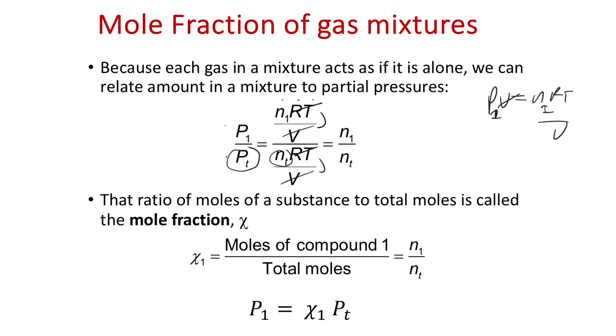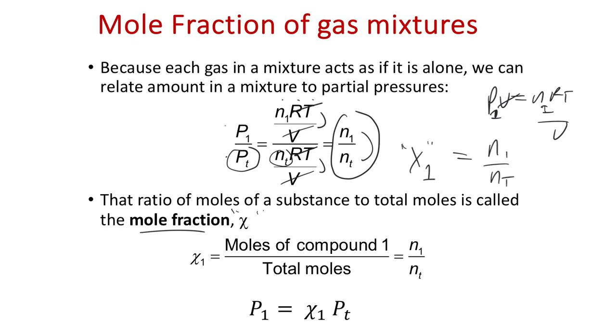So the ratio of the moles of the two gases, N1 compared to N total, is just N1 over NT, which is equal to P1 over P total. This here, the moles of one compared to the moles of the total, is what we mean by mole fraction. Mole fraction takes the symbol X. So the mole fraction of 1 is the moles of 1 divided by the moles of the total. So it's just the fraction of the moles that are 1. And we call that the mole fraction.